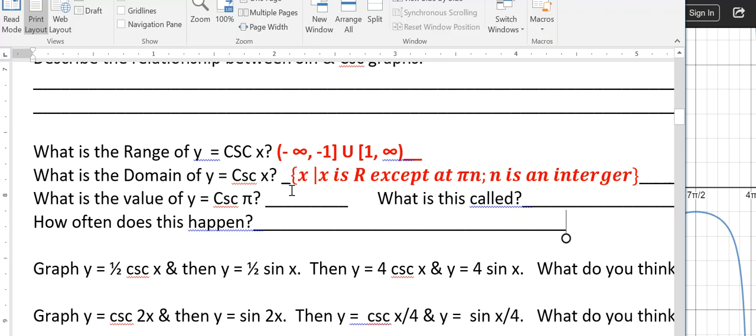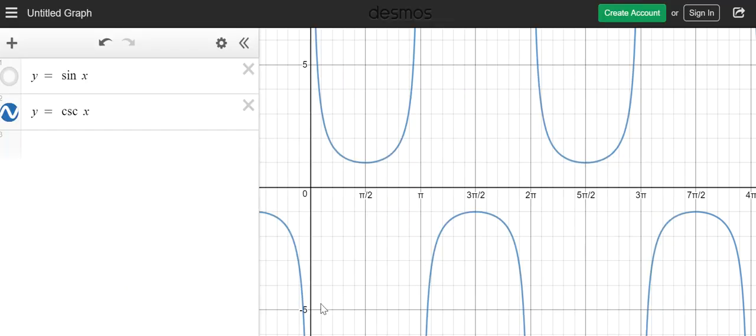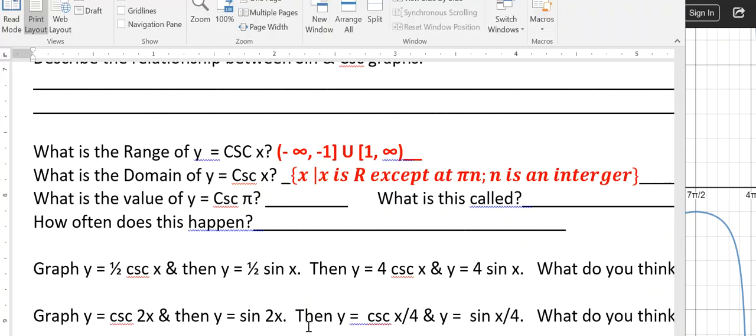And then for the domain, you would say x such that x is all real numbers. It should have a double line for the R, except at pi n, where n is an integer. And we say pi n because it's every multiple of pi, as you can see.